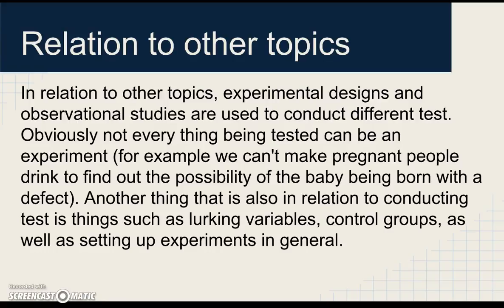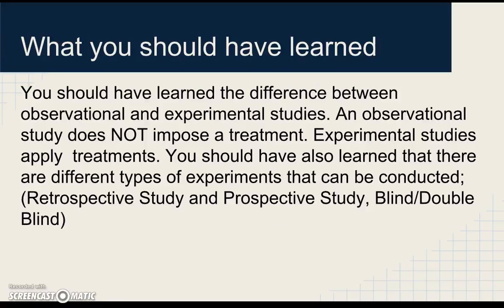You should have learned the difference between observational and experimental studies. An observational study does not impose a treatment. Experimental studies apply treatments. You should have also learned that there are different types of experiments that can be conducted. These include retrospective and prospective, blind and double-blind.